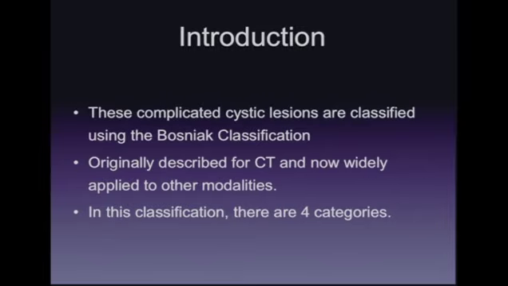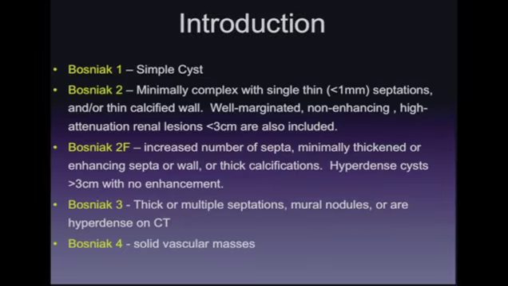These complicated cystic lesions are classified using the Bosniak classification. This was originally used to describe CT findings, but is now widely applied to other modalities. In this classification, there are four categories. A Bosniak 1 is a simple cyst. A Bosniak 2 is a minimally complicated cyst with a single thin, less than 1 millimeter septation and/or thin calcified wall. Well-marginated, non-enhancing, high attenuation renal lesions less than 3 centimeters are also included in this category.